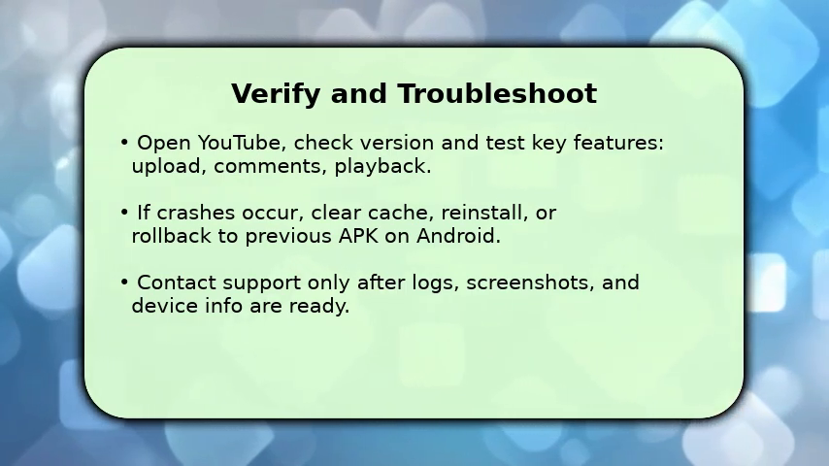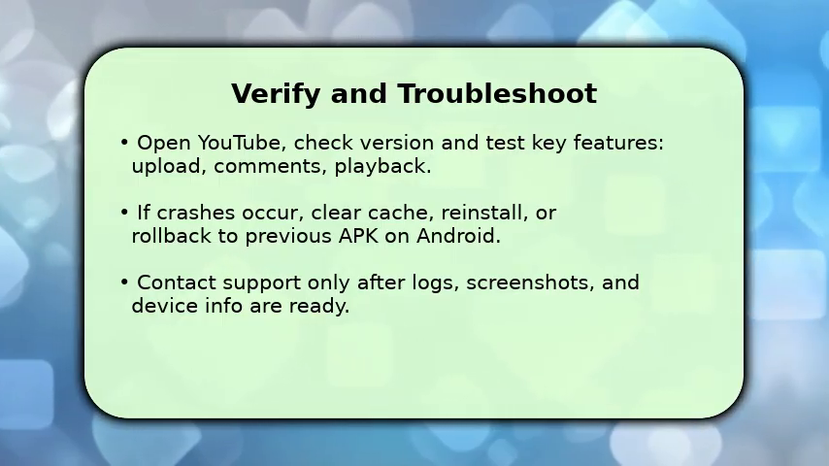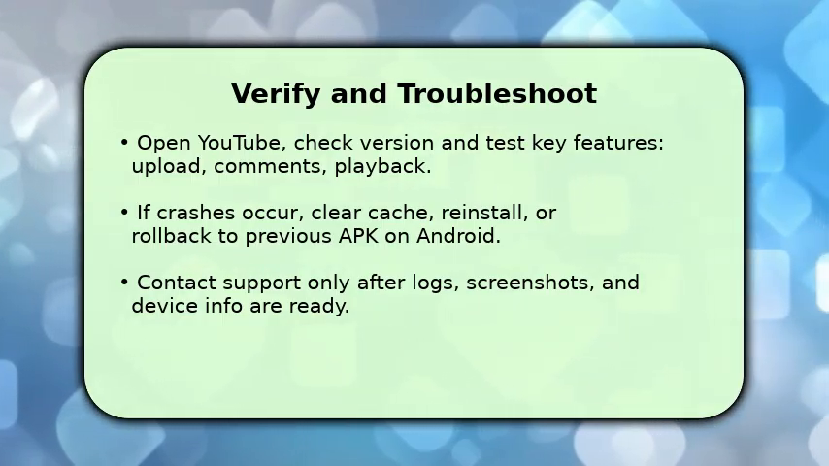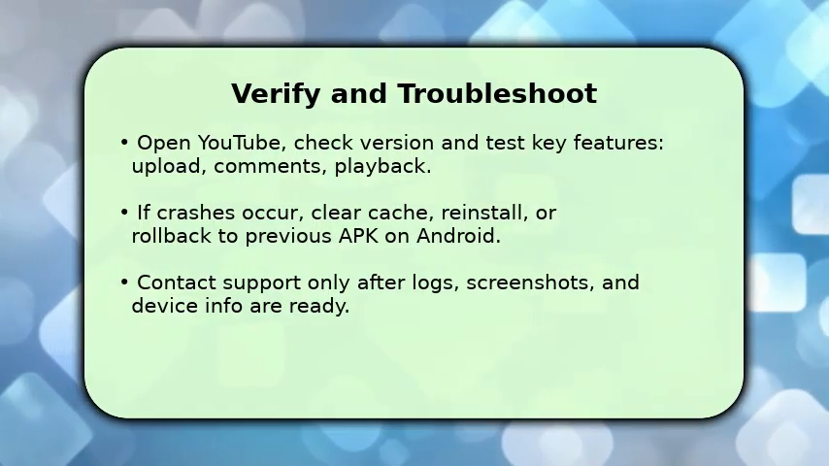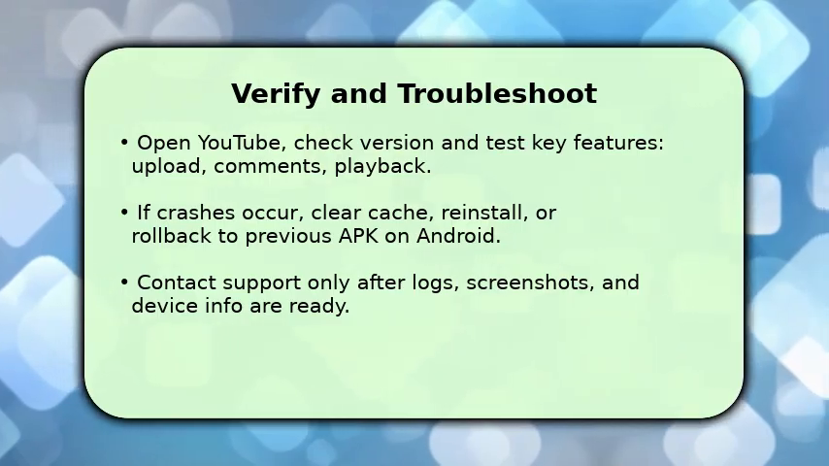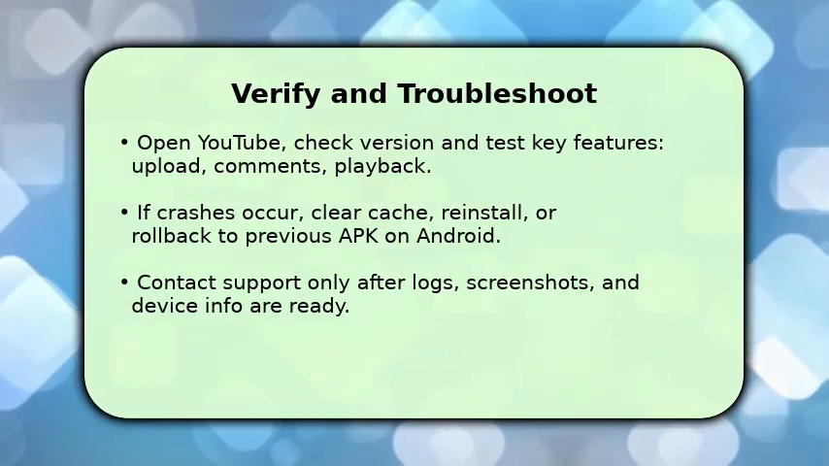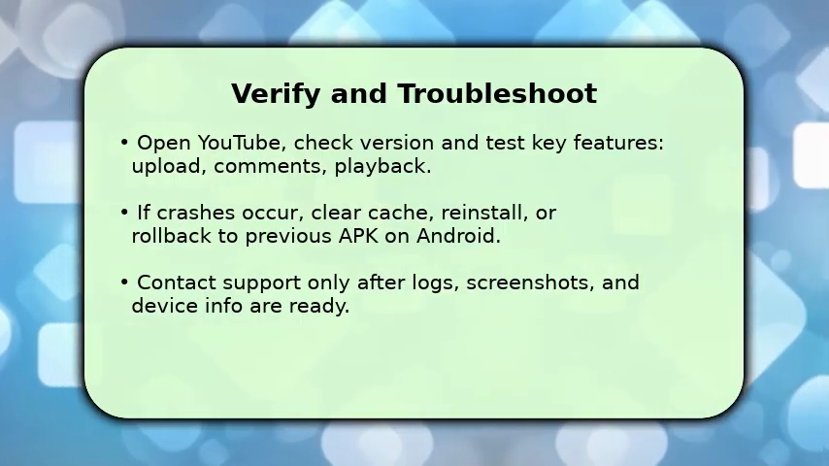in. If something goes wrong, crashes, missing features, first clear cache and data, then try a reinstall. On Android, you can sideload a previous APK as a rollback if needed. If issues persist, collect logs, screenshots, and device details so you can contact support effectively. One key troubleshooting tip: restarting the device often resolves.